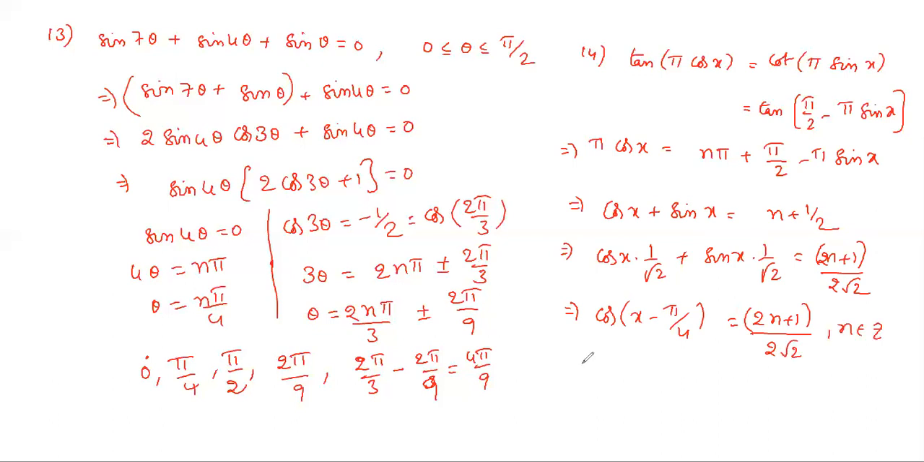But cos values lie between minus 1 and plus 1. So by putting n equals 0 and minus 1, you will get these two values. x minus pi by 4 equals plus or minus 1 by 2 root 2. These two values only lie between the interval. So you will get this.